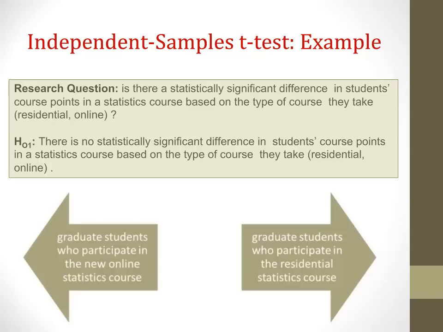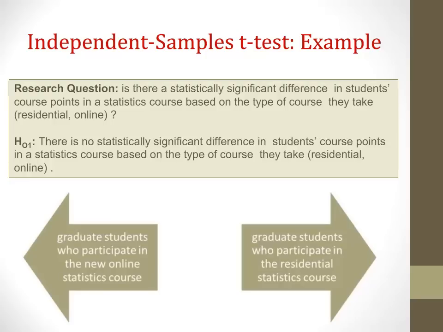More precisely, there's the independent variable, and that again is type of course. And there are two groups. The experimental group consists of graduate students who participate in a new online statistics course, and the control group consists of graduate students who participate in a residential statistics course. Let's say it's a well-designed research study, and so both groups cover the same exact material and they're very similar in demographics.